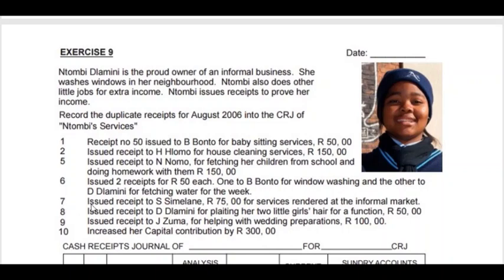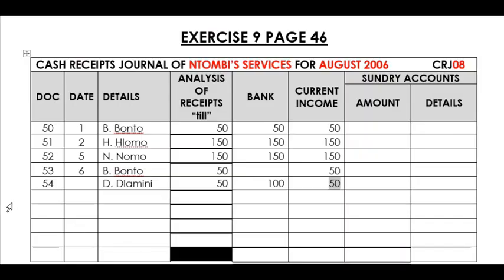Then on the 7th, we issued a receipt to S. Similane, 75 Rand for services rendered at the informal market. Okay, so this one I'm just going to show the whole memo because it's getting easier. It's receipt number 55 on the 7th, S. Similane. It was the only money we received on the 7th. So you put it in your till, you can cash up your till at the end of the day, put the money in bank, and it was for services rendered at the informal market. So it goes to current income.